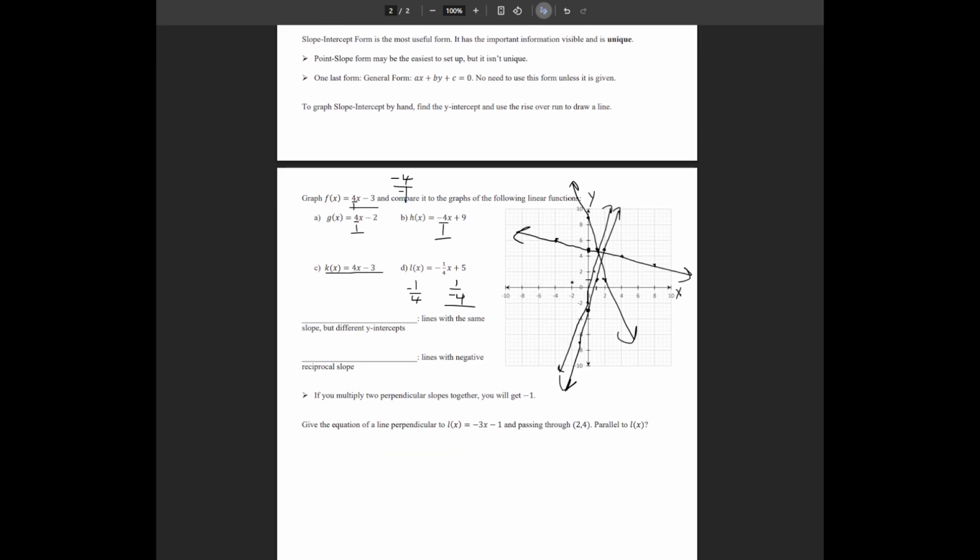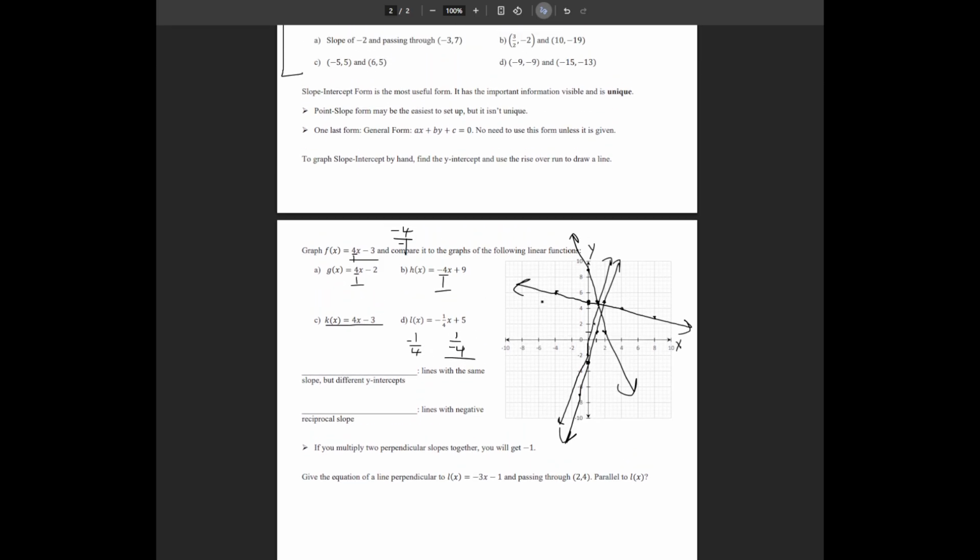All right. What we actually have right here is a case of parallel lines and perpendicular lines. So parallel lines are lines with the same slope but different y-intercepts. That's the first two lines we went over, these two right here. They are parallel. Right, so these lines will never cross path or never touch.